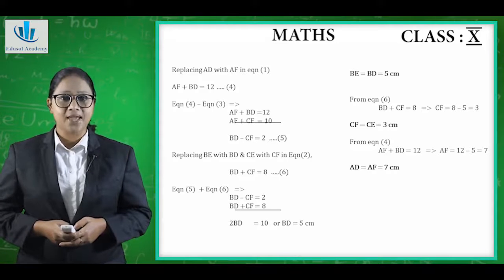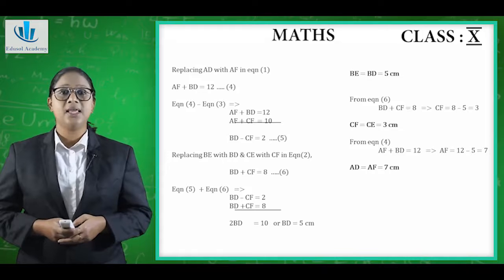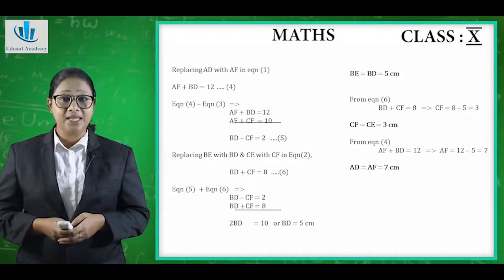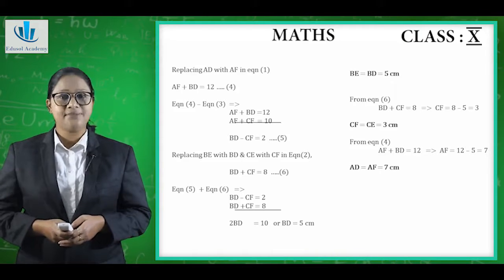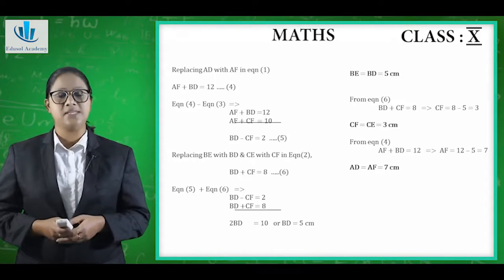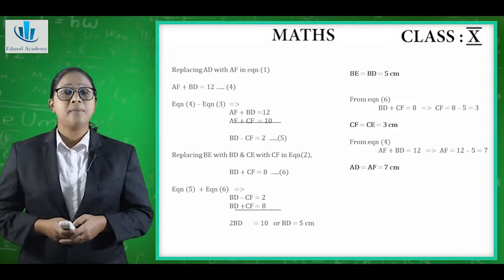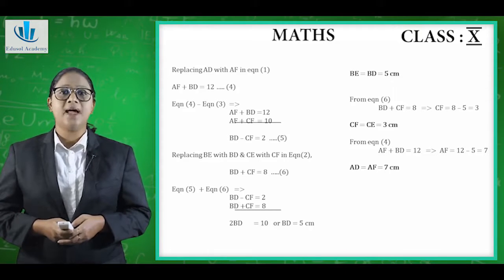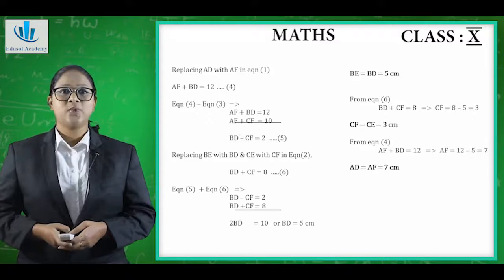Now equation number 5 added with equation number 6, we will get 2BD is equal to 10 or BD is equal to 5 cm. So we can write BE is equal to BD is equal to 5 cm. Now solving equation 6 with the known value of BD, we will get CF is equal to CE is equal to 3 cm. Similarly, from equation 4, we can get the value of AD or AF, that is 7 cm. Here comes the next question.